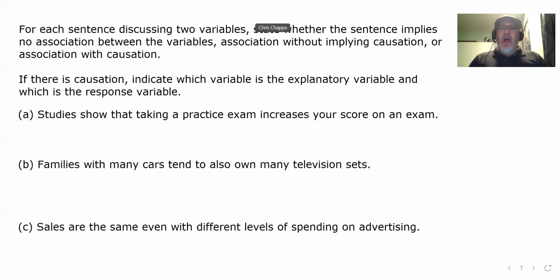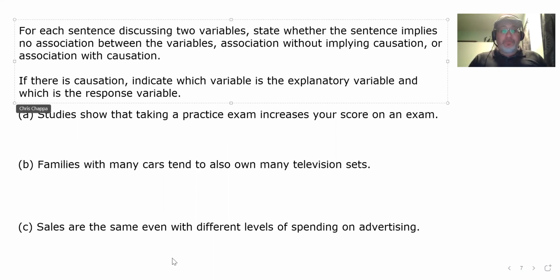State whether the sentence implies no association. Oops, that's not what I meant to do. One second, folks. I meant to draw and highlight here. So our answers are going to be either no association between the variables, association without implying causation, or association with causation. If there is causation, explain which variable is the explanatory, which one's creating the change, and which one is the response variable, which one is responding to the change in the explanatory variable.